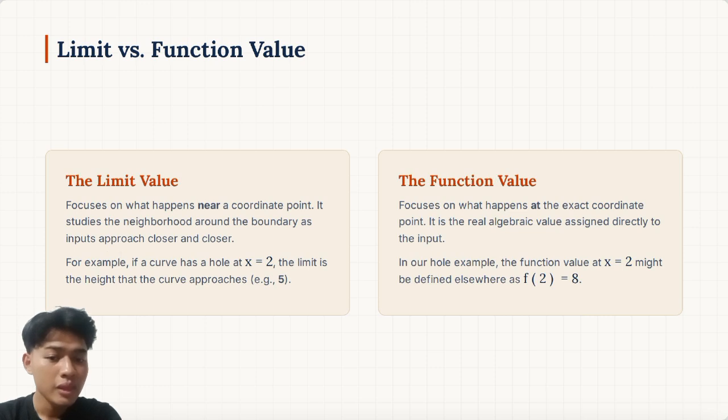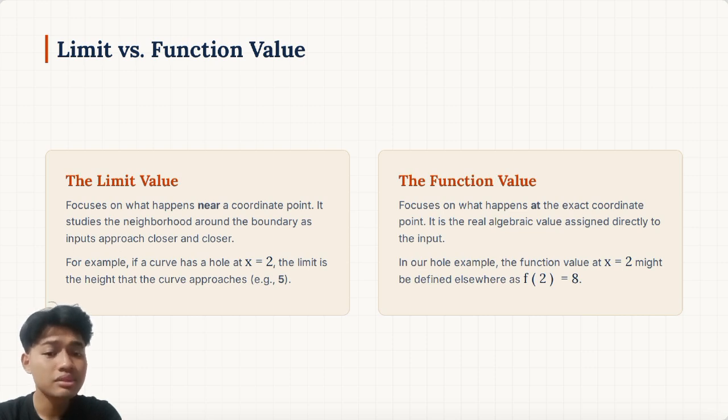For example, suppose a function has a hole at x equal to 2. The graph approaches 5 from both sides, but the function is defined as 8 at x equal to 2. In this case, the limit is 5, while the function value is 8, so the limit still exists even though the function value is different.